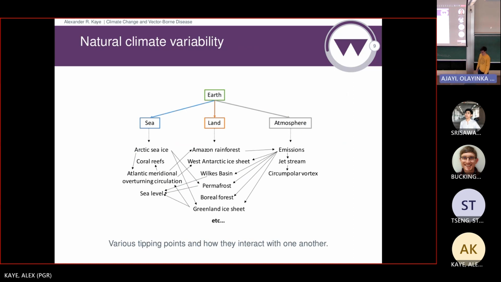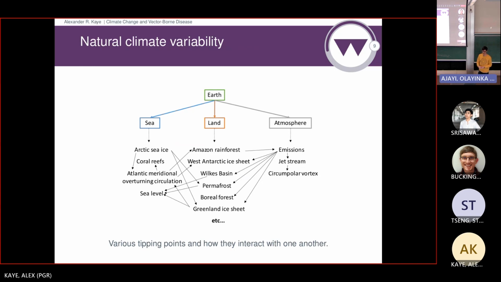And then a brief overview of natural climate variability, in the way that I understand it, is that you can split Earth up into sea, land, and atmosphere. And then each of these things has various systems which all interact with one another. And so these arrows indicate an interaction. And these are just the tipping points.